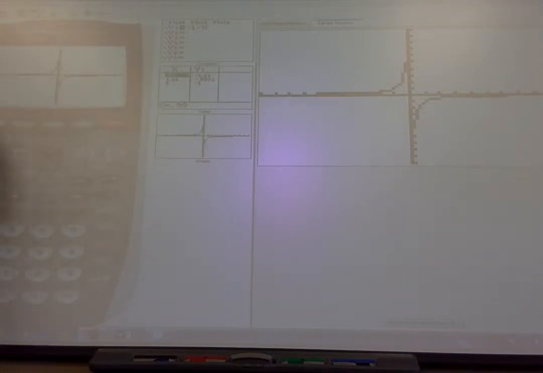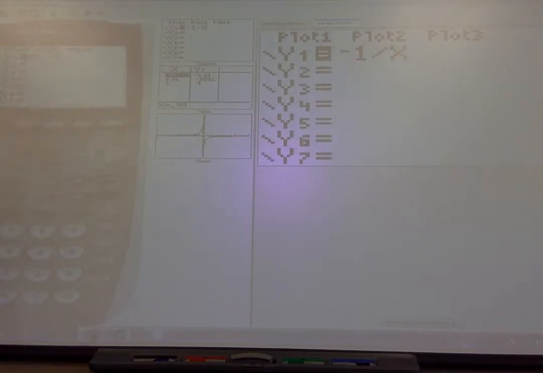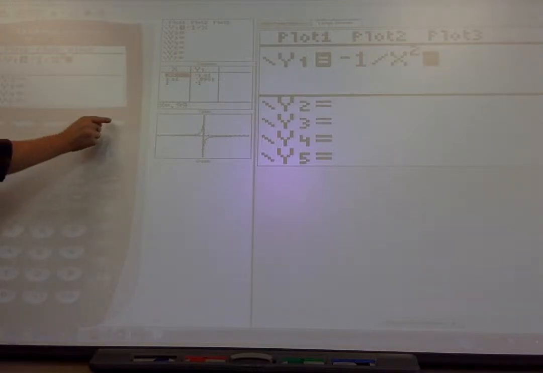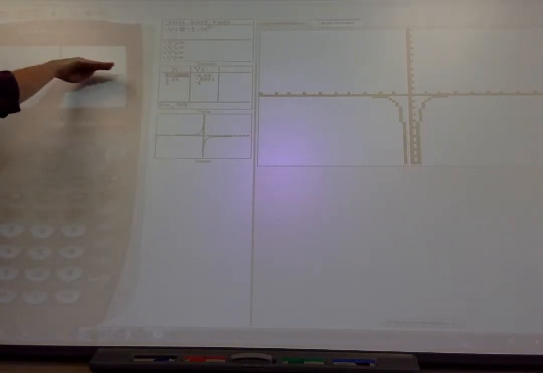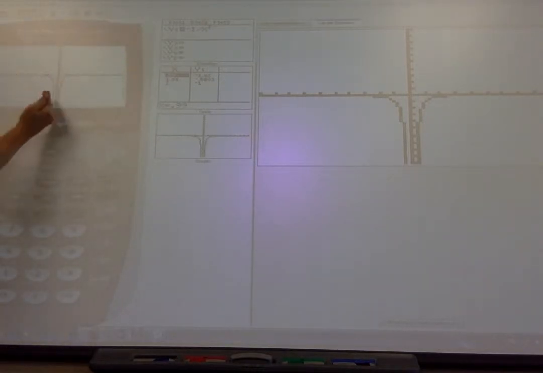And I don't care if I put a power on the x, it's still going to do the same thing. What if I put an x squared here? What happens? As x goes to infinity, where is it going? 0. As x goes to negative infinity, where's it going? 0. You buy it? Good. Okay. That's what this is saying.